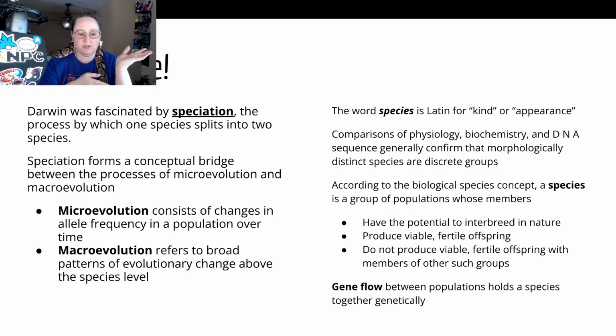So microevolution looks at the genetics on a species level, how that affects a population. Macroevolution is looking at the big picture with the population and the stressors coming from the outside. So remember, the word species is Latin for kind or appearance. And so comparisons of physiology, biochemistry, DNA sequencing generally confirm the morphology of distinct species in discrete groups.